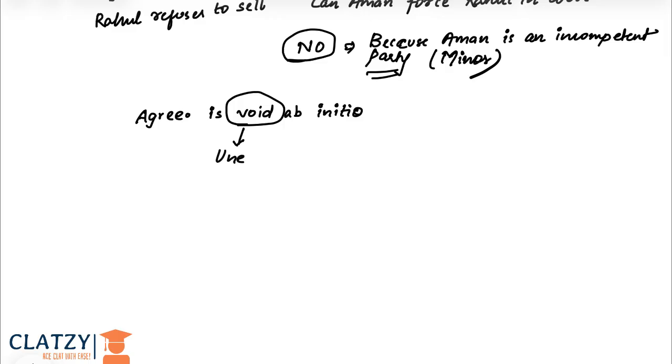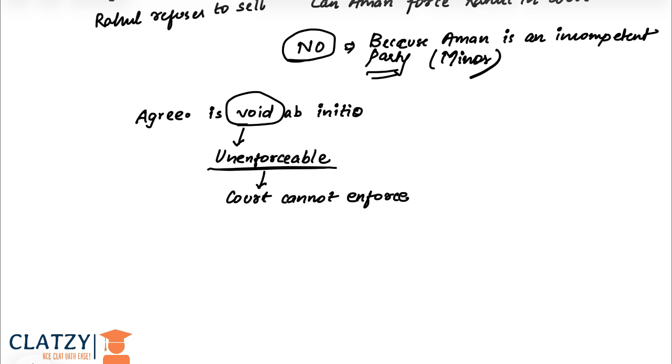So void simply means unenforceable. And what is the meaning of unenforceable? It means that court cannot enforce, which means that even if you take the agreement to the court, court will not be able to enforce it.